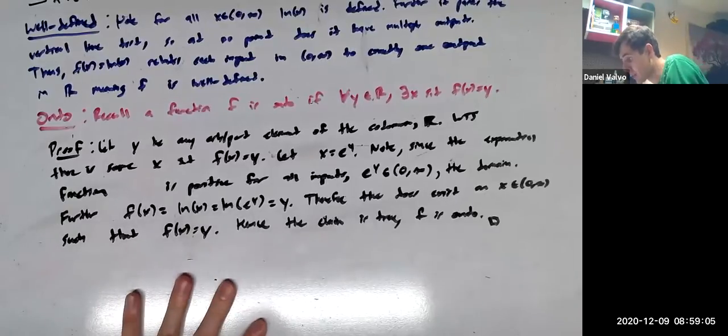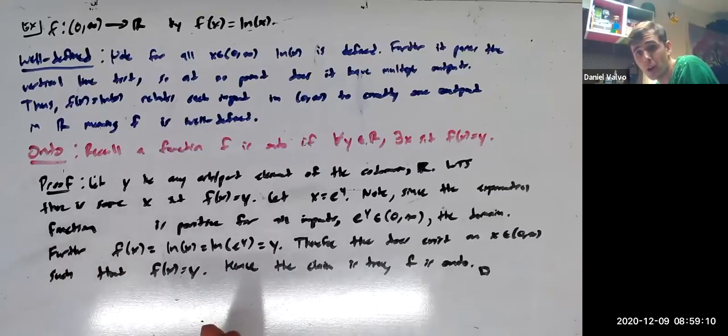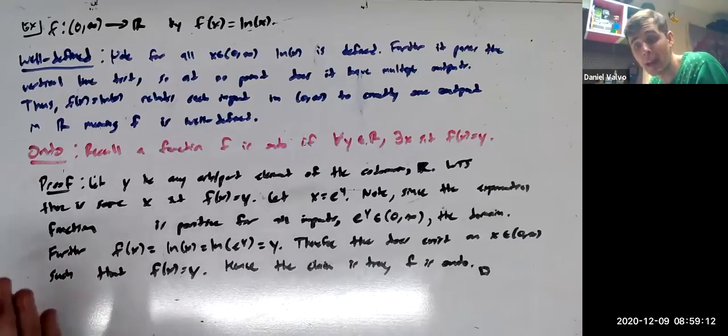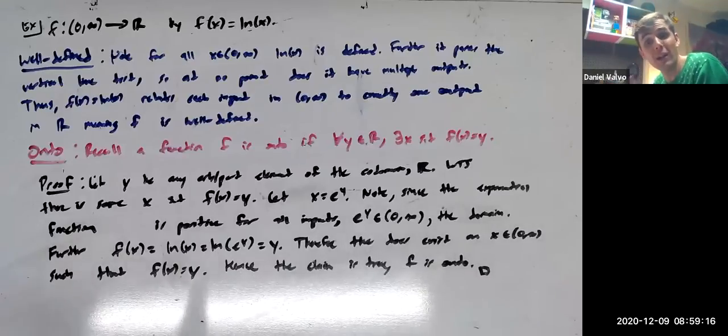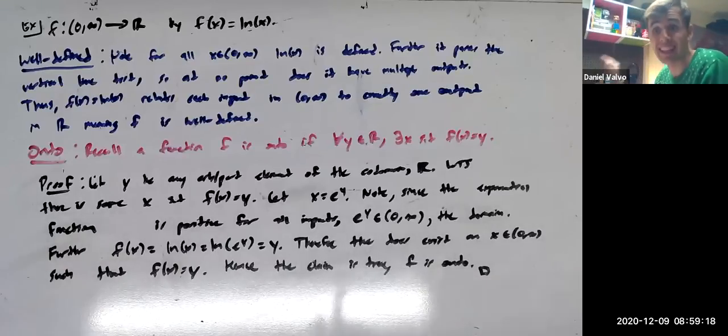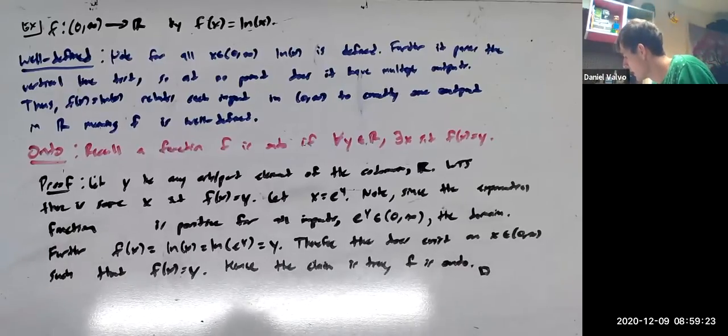This proves beyond any doubt that f is onto. For anything you pick in the codomain, I can find you an element in the domain, namely e raised to the element of the codomain you picked. I can find an element in the domain that you can plug into f to get that element in the codomain that you picked.